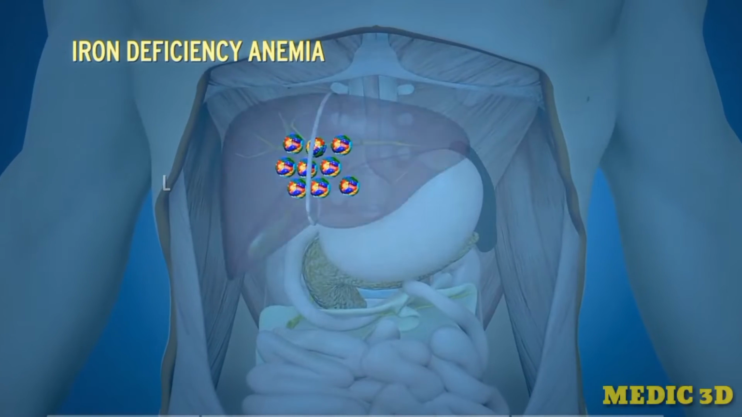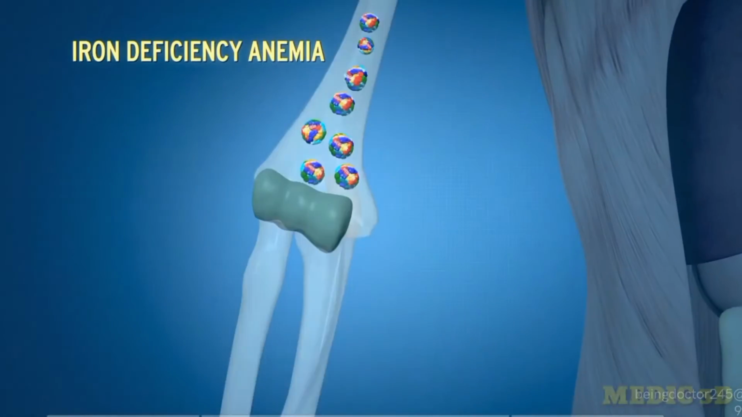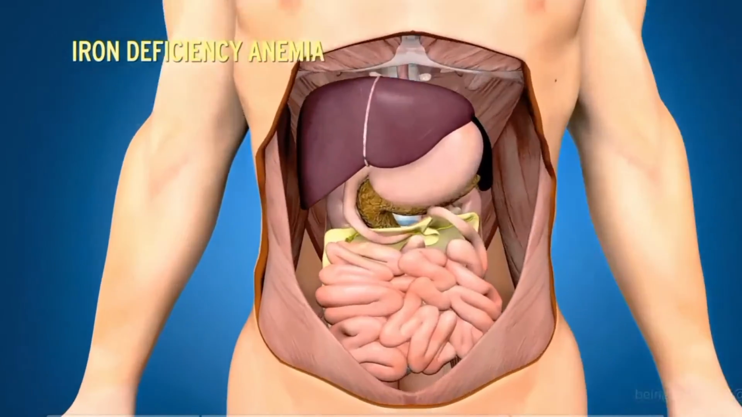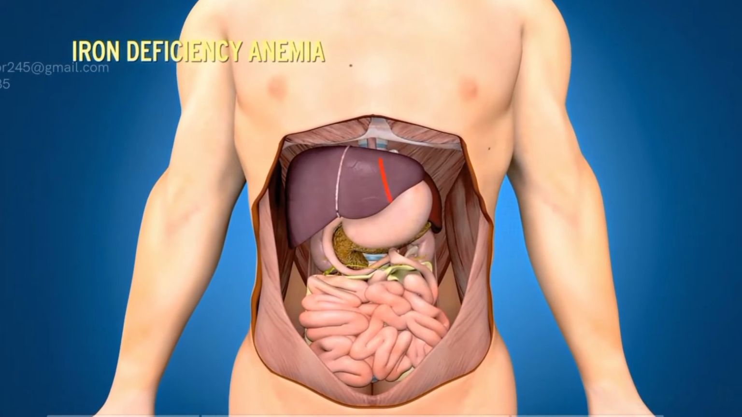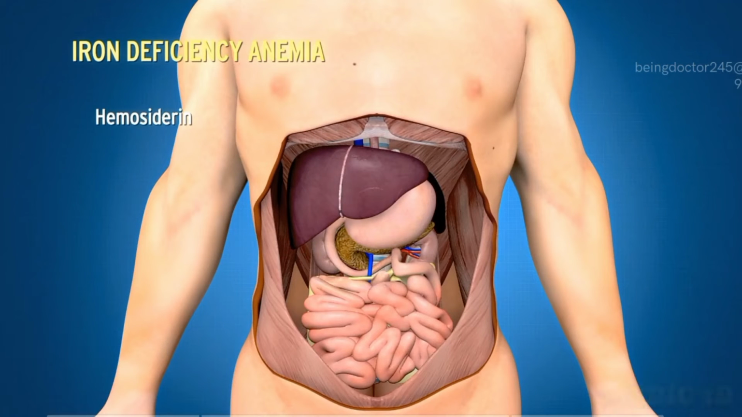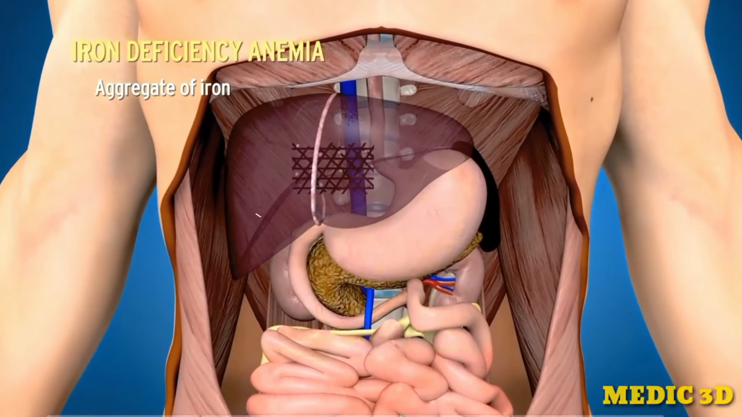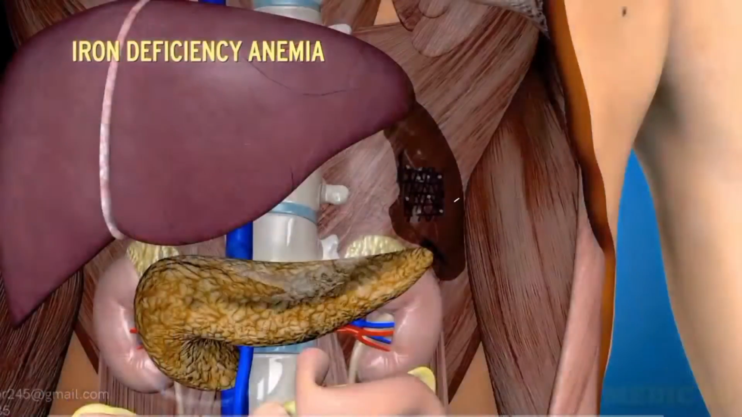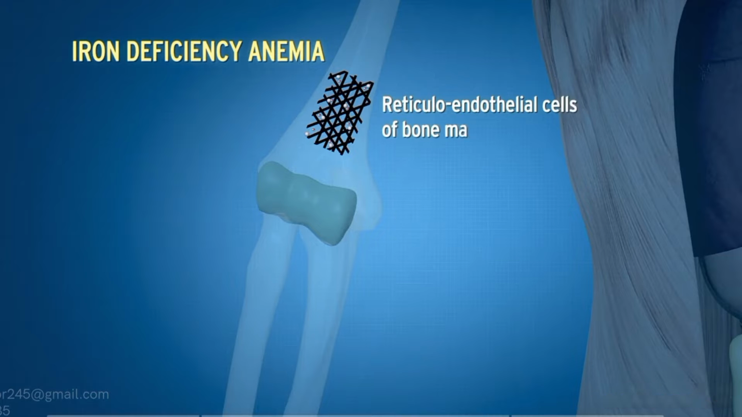Ferritin is mainly found in liver, spleen, bone marrow, and skeletal muscles. A fraction of it is present in serum, which can be used as a diagnostic tool, as you will see in later part of discussion. Hemosiderin, an aggregate of iron and protein, is found in liver, spleen, and reticuloendothelial cells of bone marrow.